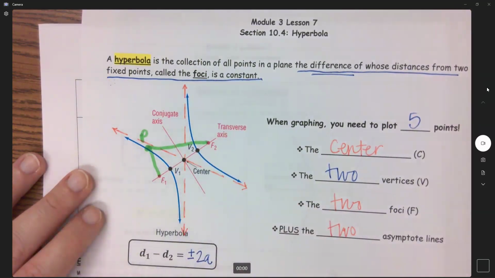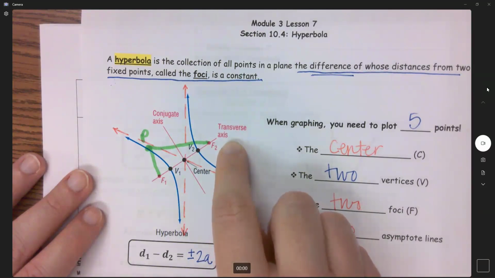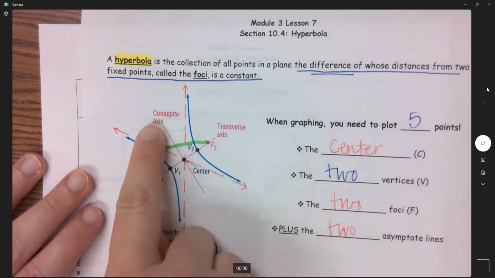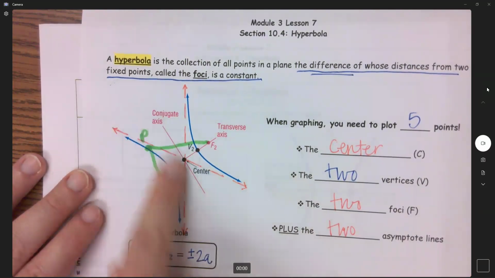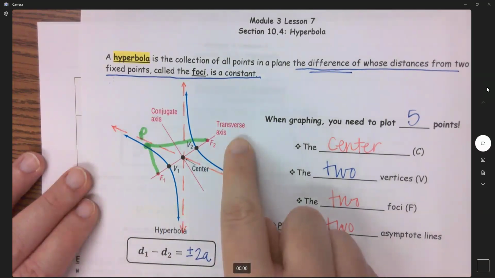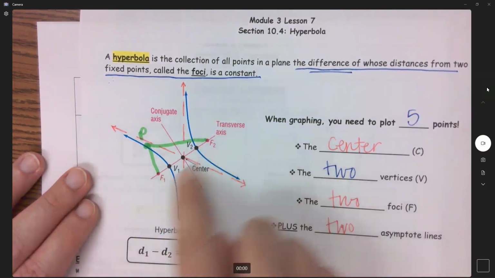When you think of ellipse, that was called our major axis. But now that it's a hyperbola, we're going to call it a transverse axis. And then if you think of ellipse, we had a minor axis. That's called the conjugate axis here. And so it doesn't really exist. Nothing is on there, but that is there. But we do need to focus on that transverse axis, the axis that goes through the two foci, the center, and the two vertices.